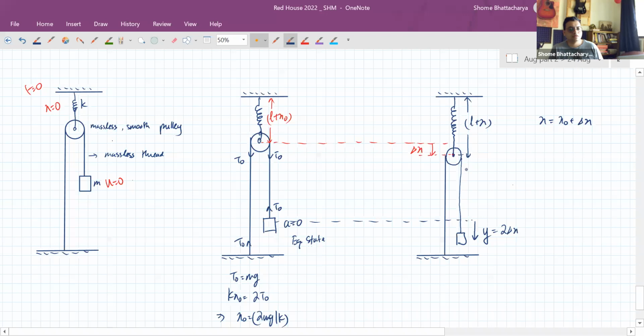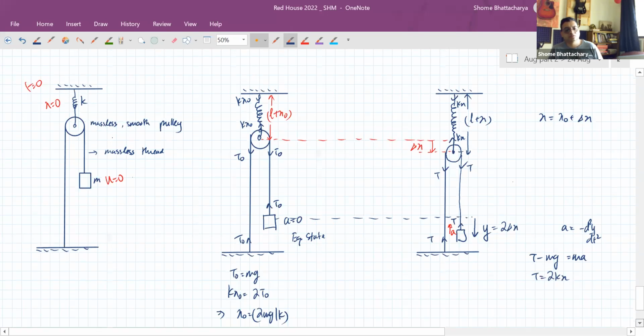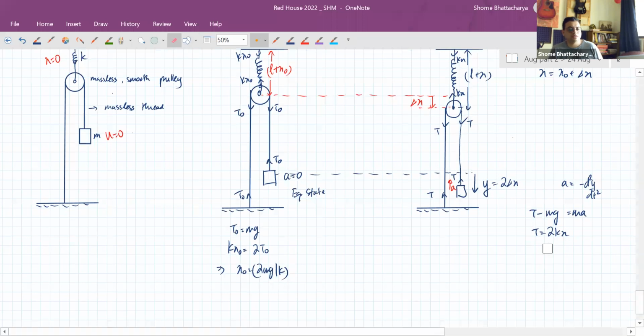So now the tension has changed because the tension in the spring has changed. So X is greater than X naught, so tension is greater than T naught. So this block, now having a downward displacement of Y, has an upward acceleration. So a is minus d2y by dt square, and we have T minus mg is equal to m a. T is equal to 2kx. Oh, sorry. Kx is equal to 2T.